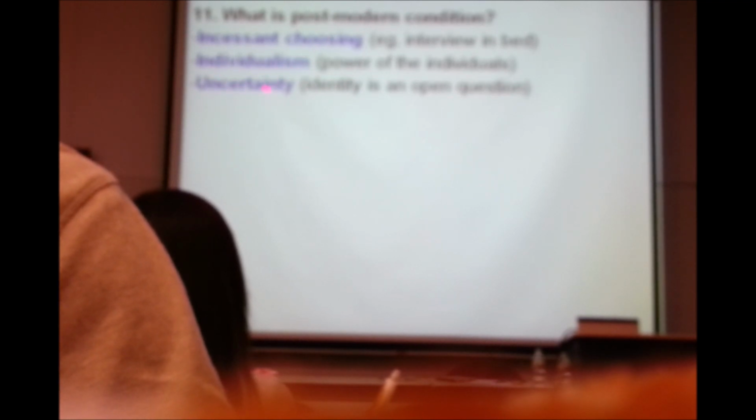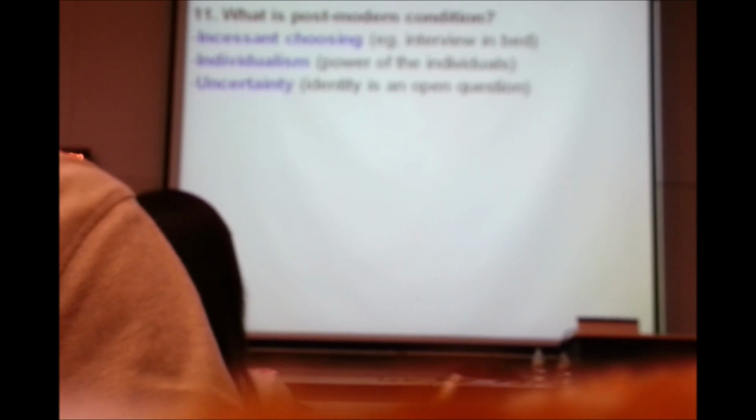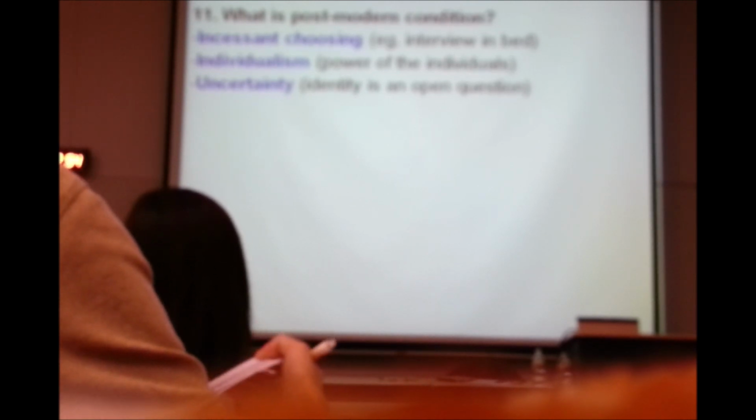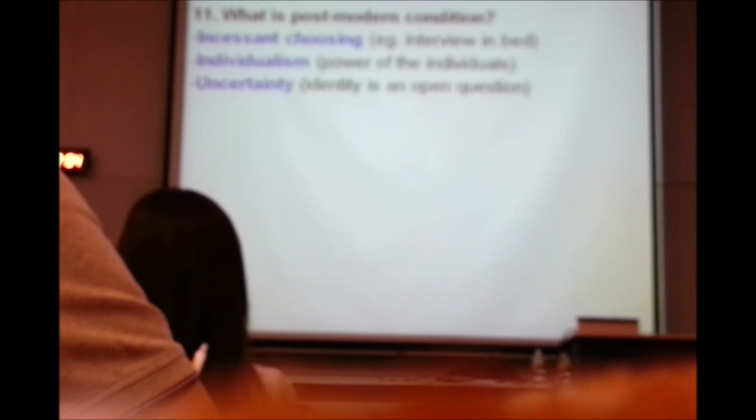Individualism, the power of individuals, uncertainty. Now, identity is an open question. That's why the younger generation came out and said, nowadays there's a lot of uncertainty and everything is an open question. It is very hard to forge an identity of who you are. Last time, it was very easy. Last time, gender constrained you. Age constrained you. Religion, nationality, your family constrained you.